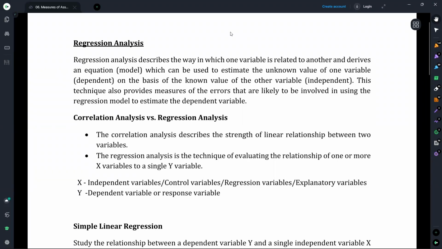In this session, I will discuss the fundamentals of regression analysis. Regression analysis describes the way in which one variable is related to another variable and derives an equation model which can be used to estimate the unknown value of one variable on the basis of the known value of the other variable.